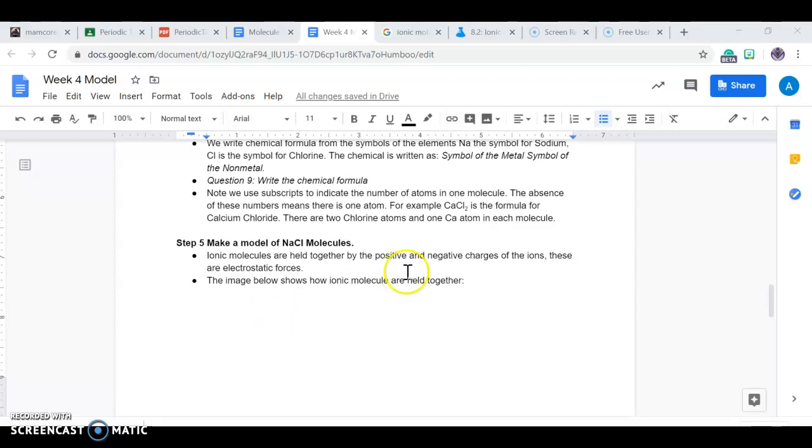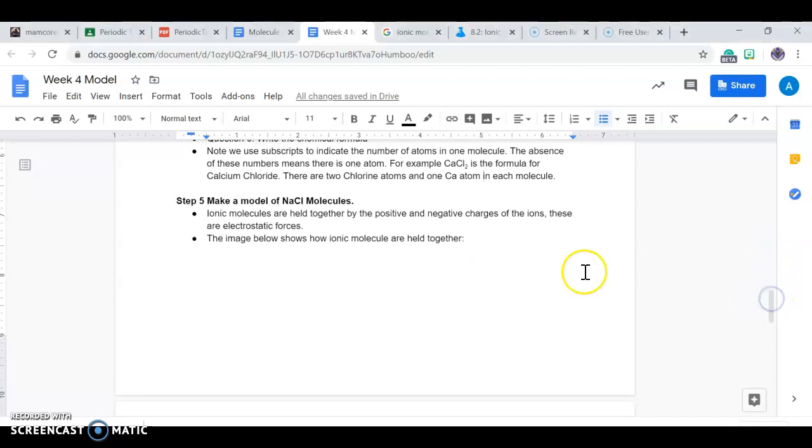All right, it's the home stretch. Step 5. Now you're making your model. You said you wanted to do a drawing. All right, so this is just kind of a review.